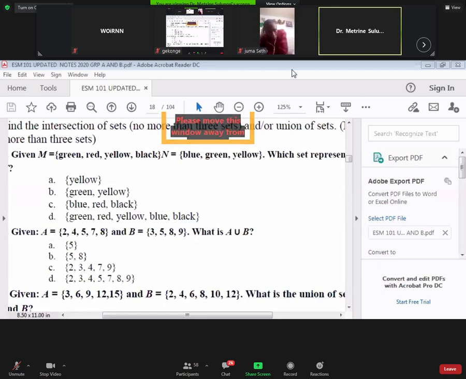That's the union. But suppose we were interested in A intersection B. We are interested in elements, say, 5 is in both A and B, and 8 is also in both A and B. So therefore, the intersection of A intersection B.